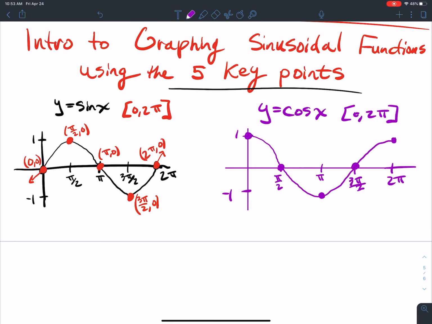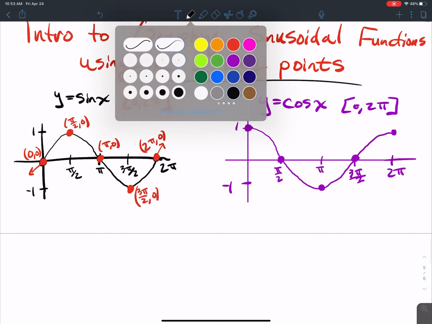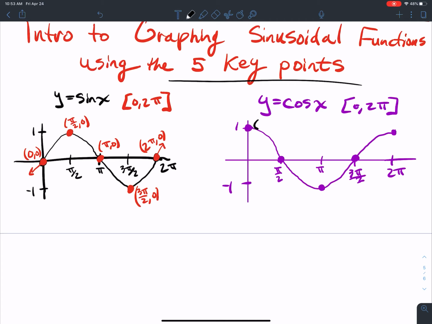So what are the critical values here? Those key points are (0, 1), (pi over 2, 0), (pi, -1), (3 pi over 2, 0), and then (2 pi, 1). Those are the 5 key points.